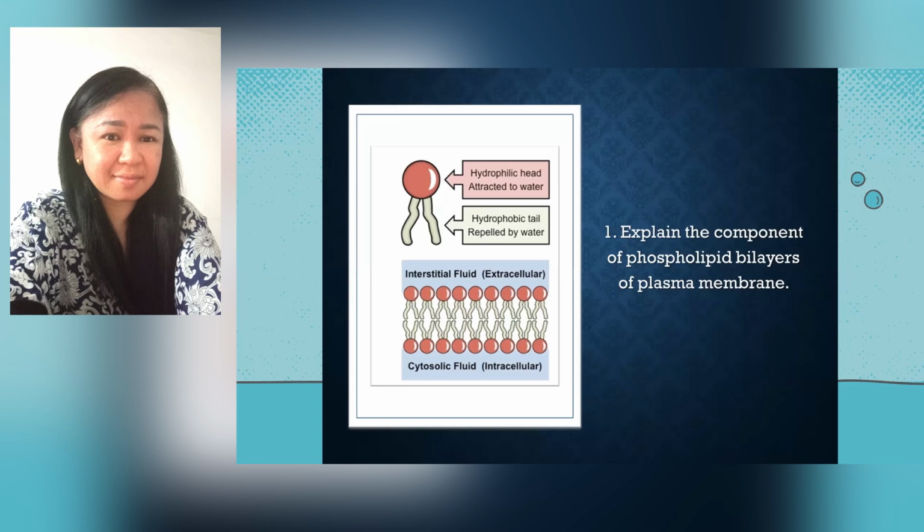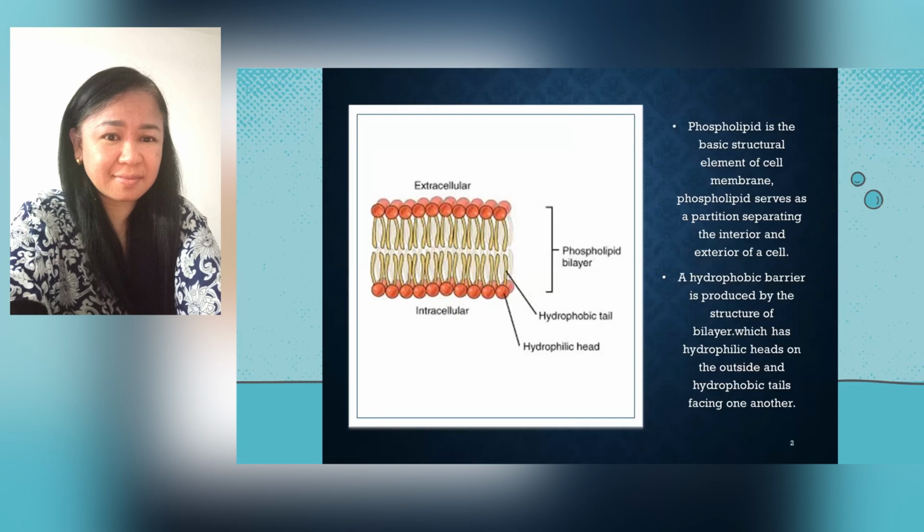Explain the component of phospholipid bilayer of plasma membrane. Phospholipid is the basic structural element of cell membrane. Phospholipid serves as a partition separating the interior and exterior of the cell. A hydrophobic barrier is produced by the structure of the bilayer, which has hydrophilic heads on the outside and hydrophobic tails facing one another.